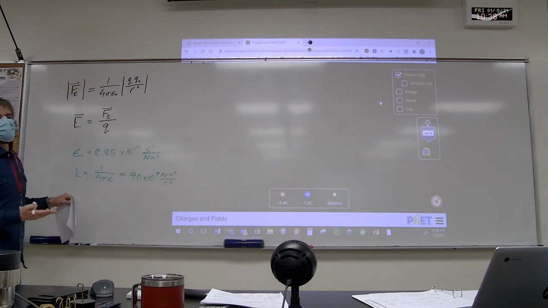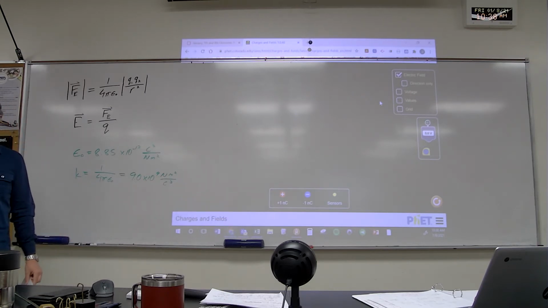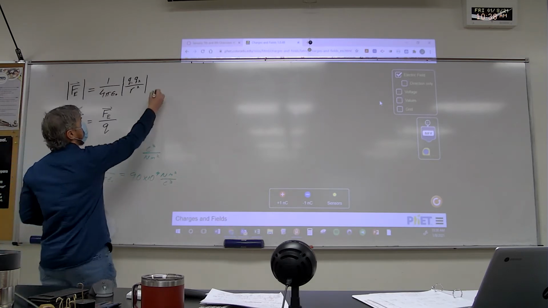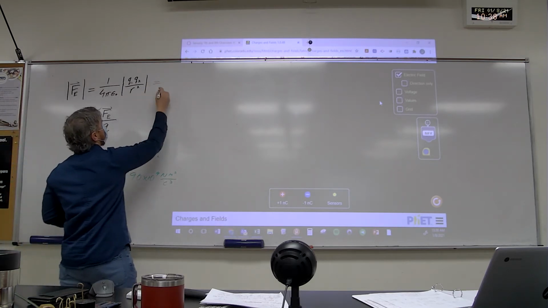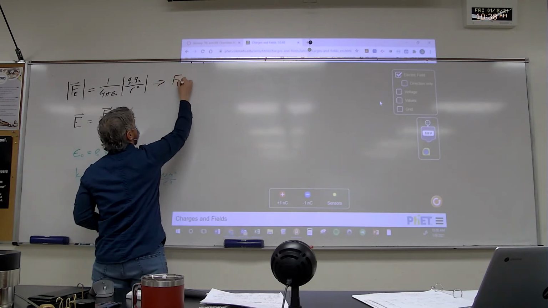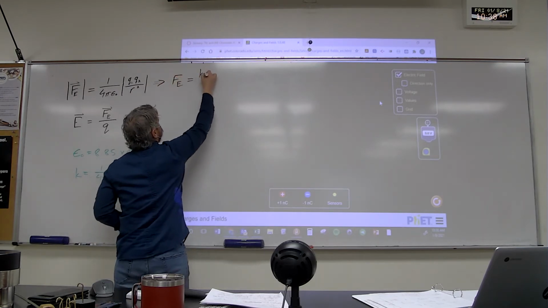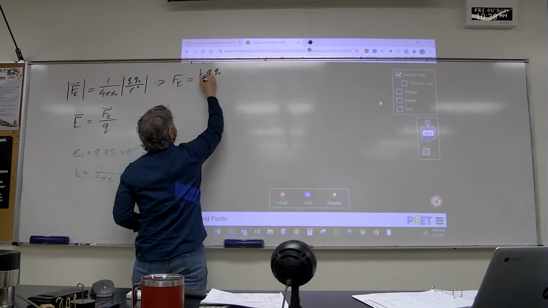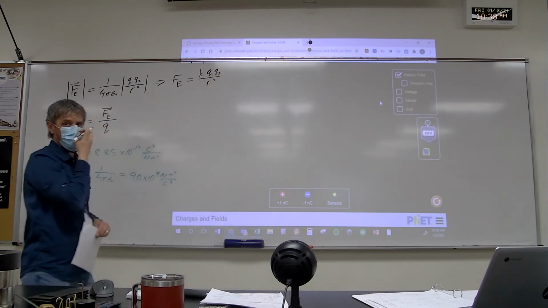So if you don't like writing 1 over 4 pi epsilon naught, now sometimes you're going to want to write that just to simplify things when we get to more complex stuff. But we can just rewrite the electric force equation as K, Q1, Q2 over R squared. Okay.